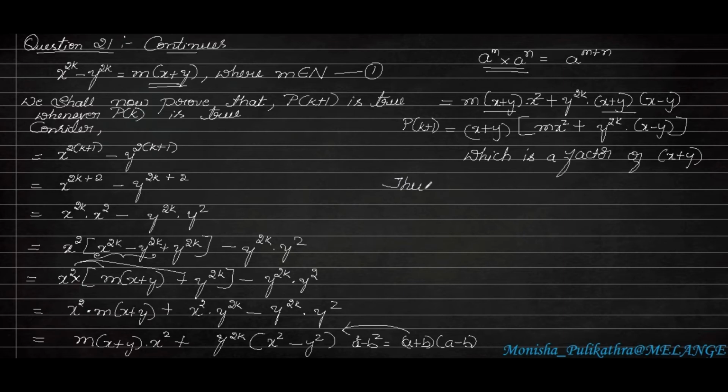Thus, p of k plus 1 is true whenever p of k is true. Okay, let this be equation number 2. So we can compare equation 1 and 2. Instead of this constant m, this whole term will become a constant. So both are one and the same. Hence, we have to write the conclusion part here.